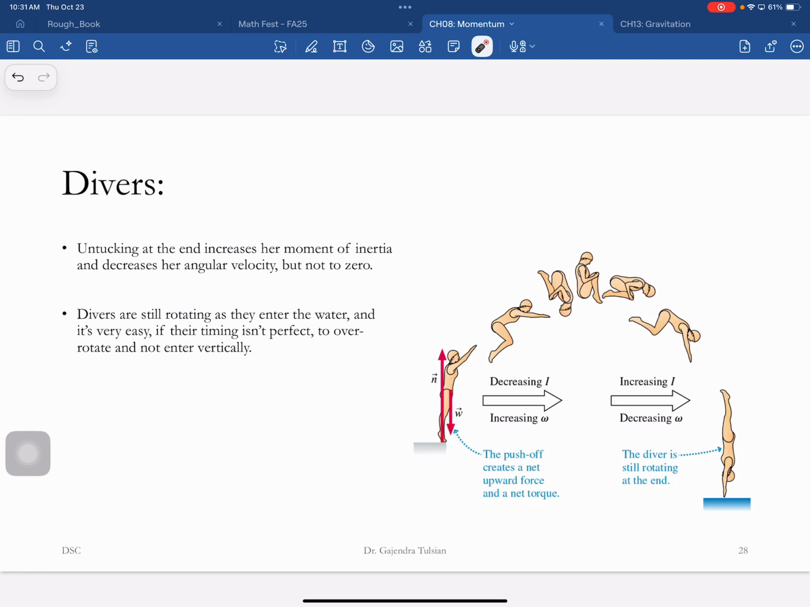Divers are still rotating as they enter the water, and it's very easy, if their timing isn't perfect, to over-rotate and not enter vertically. Not only do you lose points, it hurts. All right, so it's a double whammy.